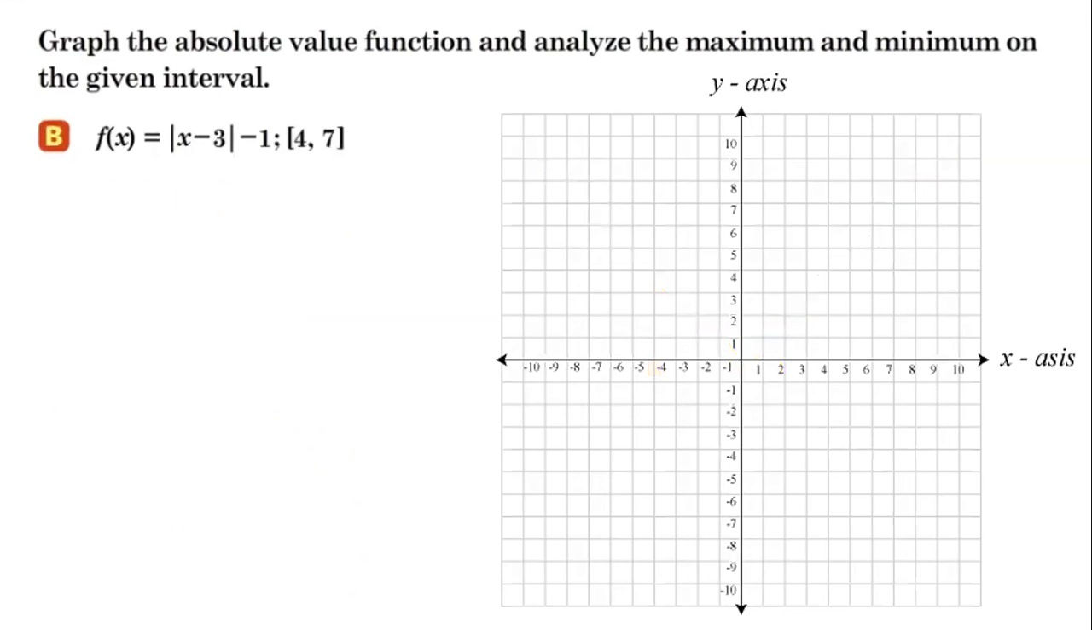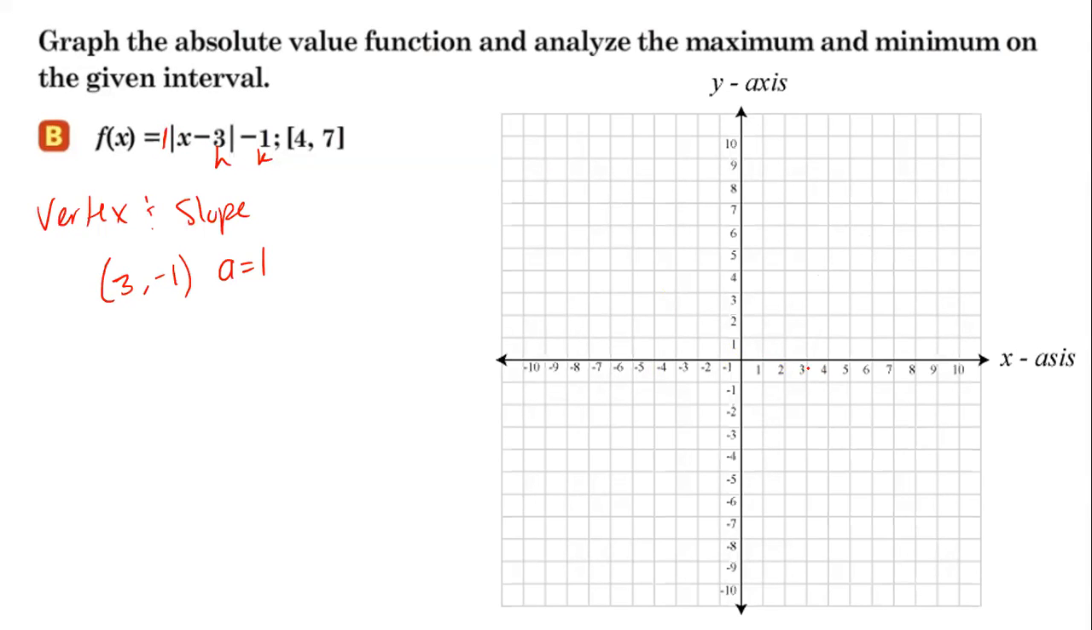Graph, highlight, identify. So here we're going to graph the absolute value of x minus 3, minus 1. I'm going to use the vertex and slope. So my vertex, my h and my k, my vertex is at 3, -1, and my slope, since there's no number there, my a equals 1.